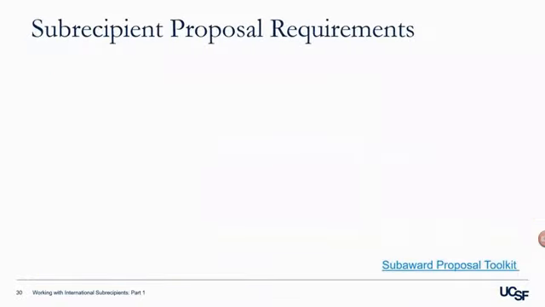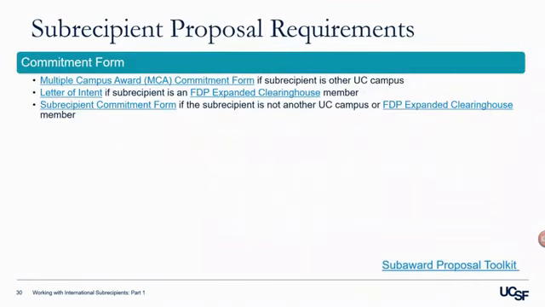At the proposal stage, the things that we need for an outgoing sub are the appropriate commitment form. If our subrecipient is another UC campus, this would be the Multi-Campus Award Commitment Form, or the MCA. If the subrecipient is not another UC campus and is an FDP Expanded Clearinghouse member, then we would be collecting the letter of intent. If the subrecipient is not a UC campus nor an FDP Expanded Clearinghouse member, we would be collecting the subrecipient commitment form.